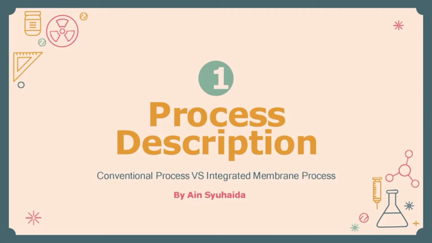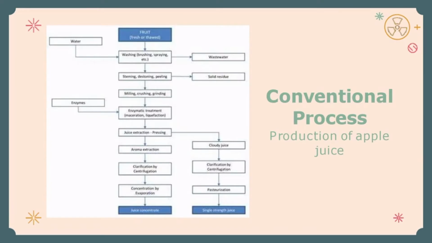Conventional process is the basic process in the production of apple juice, which starts with the fruit handling and juice extraction. Then it continues with the aroma recovery, then clarification, and lastly the concentration process. This type of process is different from the integrated membrane process because it doesn't have the pre-concentration process, and the aroma recovery process is run before the clarification process.